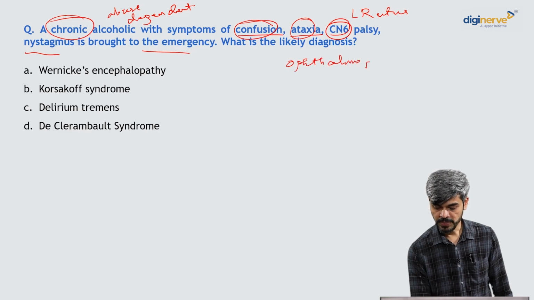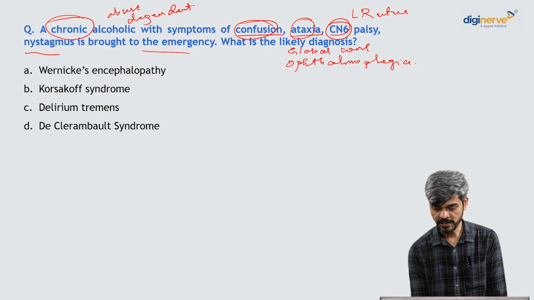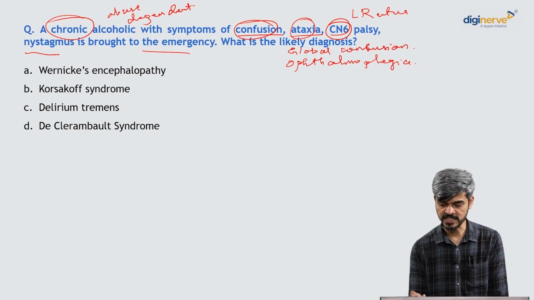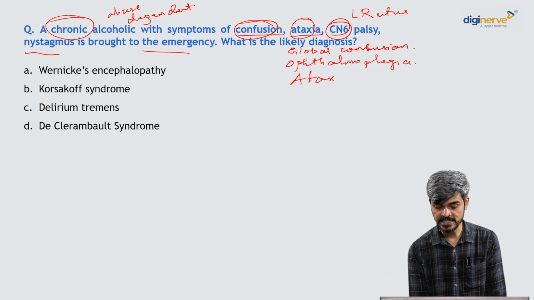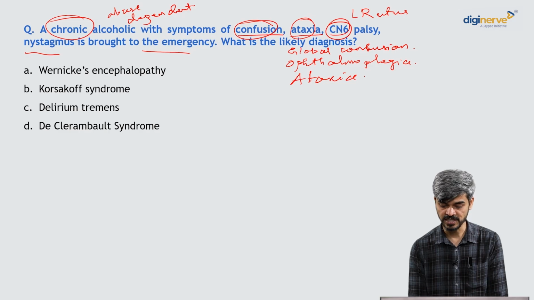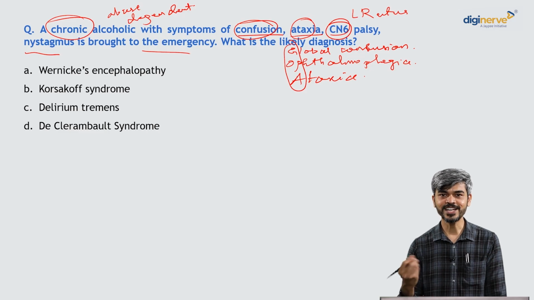Ophthalmoplegia, okay? So there is confusion, global confusion, okay? Global confusion, ophthalmoplegia, due to here lateral rectus palsy or other extraocular muscle palsy, and then there is ataxia or unsteady gait and nystagmus in addition. So the mnemonic to remember here is Goa, G-O-A, okay. You go to Goa and drink a lot of alcohol, right? You may end up developing Wernicke's encephalopathy, right?